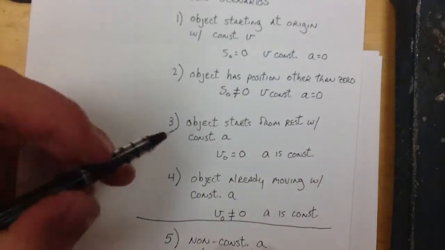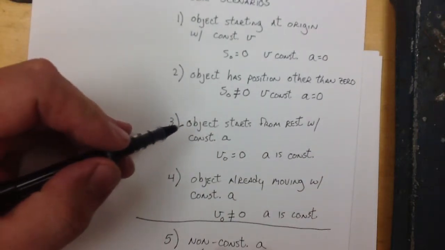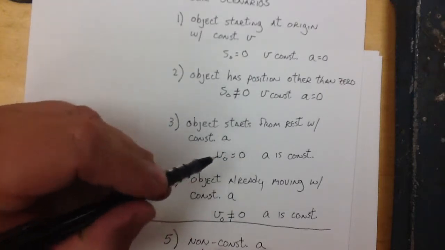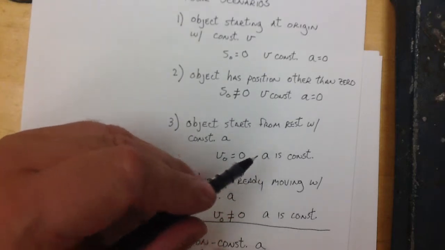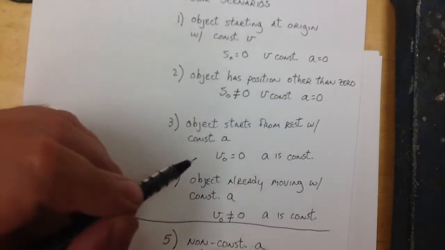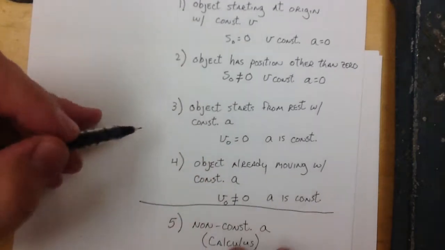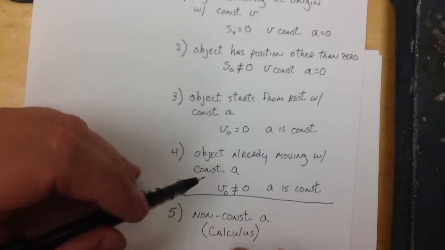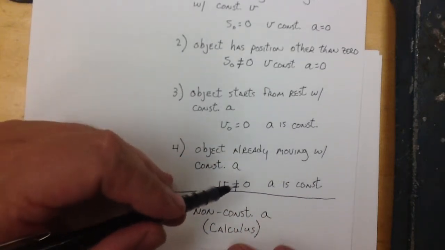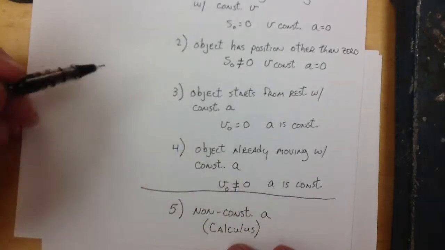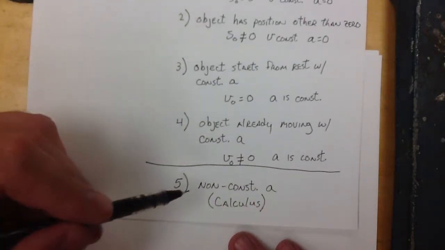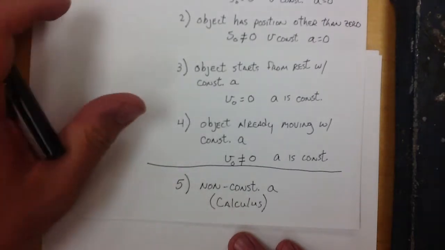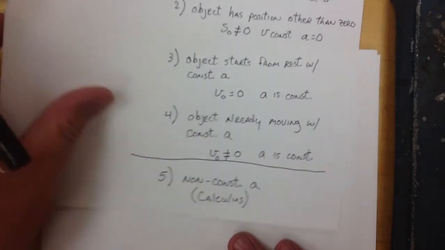The third and fourth scenarios are that the object starts from rest at the origin with a constant acceleration, much like we've been talking about the acceleration of gravity being constant. In the fourth scenario, the object will already be moving at the beginning of the problem, and its initial velocity will not be equal to 0, but acceleration will still be constant. To develop the 5th column, for non-constant acceleration, we're going to have to do a little bit of calculus, and we'll do that at a different time.